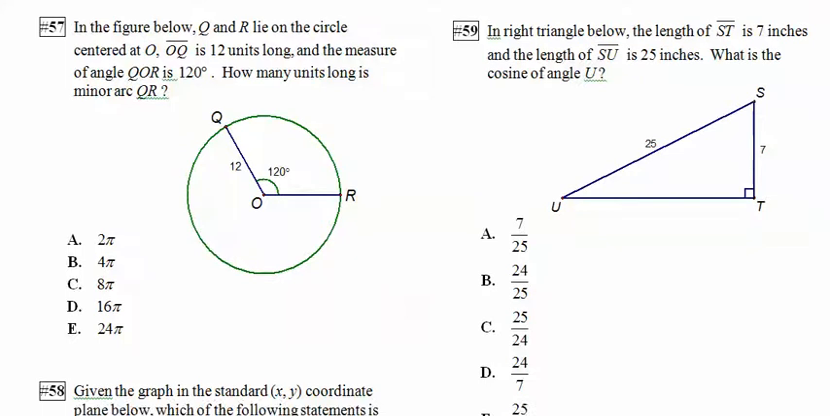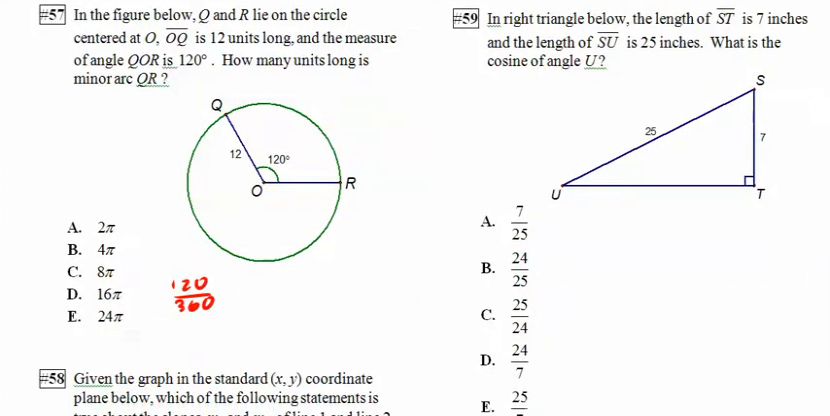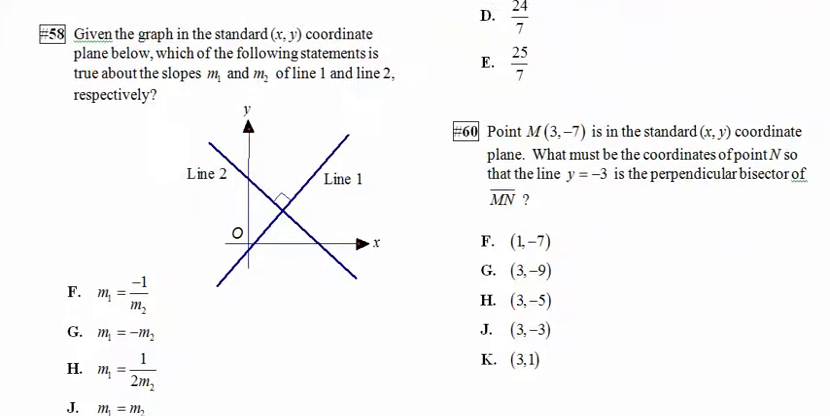Figure below, how many units long is QR? The arc of QR. So we need 120 over 360 times 2 times pi times 12. We got pi in the answer, so we can just ignore that. This is 1/3. It gives me 8 pi. Notice that some of these last ones are very quick. So if you can really keep moving, you should be good.